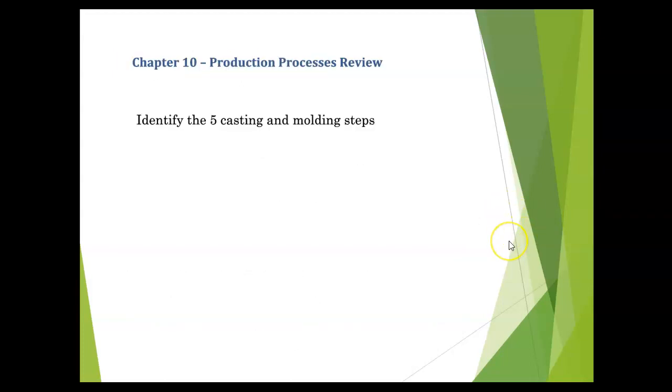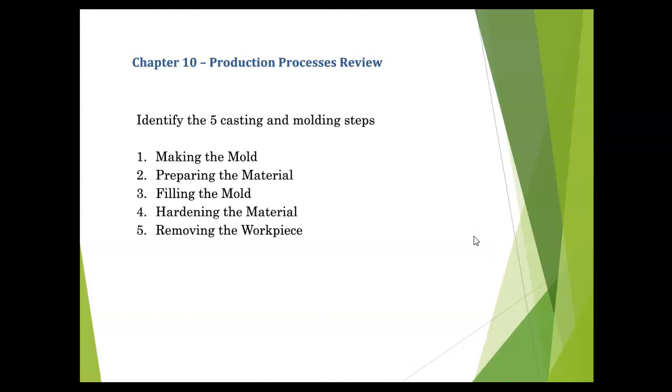All right, so let's go over some review questions here for Chapter 10. I'm asking you to identify the 5 casting and molding steps. If you stop and think about it, those 5 steps include: first, we have to make the mold, and then we prepare the material. Once the material is prepared, we can fill the mold. The material has to harden, and then, of course, we can remove that material from the mold as well. So, those are the 5 steps to casting and molding.